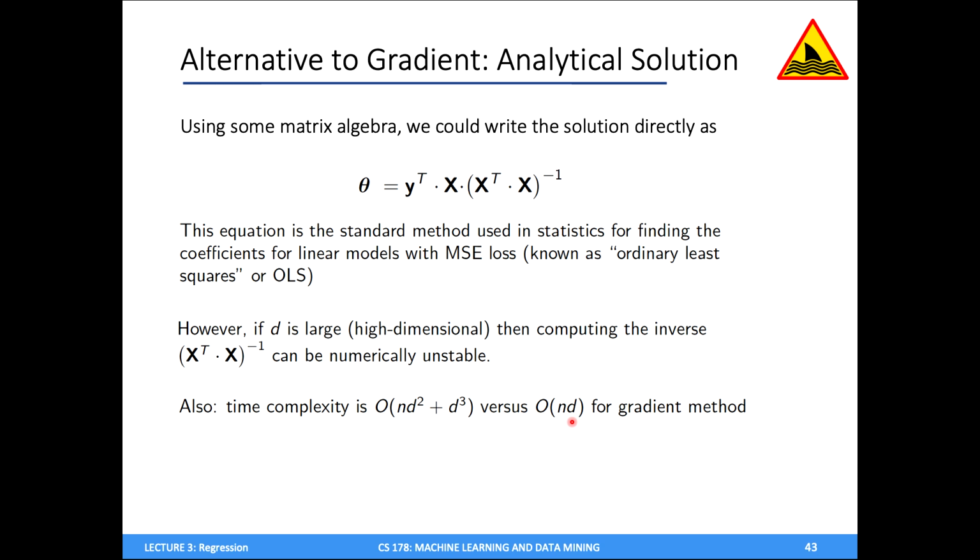In contrast, the gradient descent method is actually linear in both the number of features D and the total number of data points. So for very large scale problems, these gradient-based methods can get you quite a bit of speed up if you're trying to fit these models.